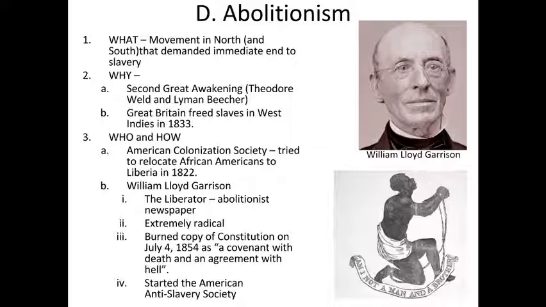Great Britain freed slaves in the West Indies in 1833, so naturally the thought was that, well, if they're going to start freeing slaves and they're going to start banishing slavery, then America should try to follow suit. We're seeing it as kind of this evil that shouldn't exist. How and who were involved in abolitionism? So one of the first groups is called the American Colonization Society. They try to relocate African Americans to Liberia in 1822.